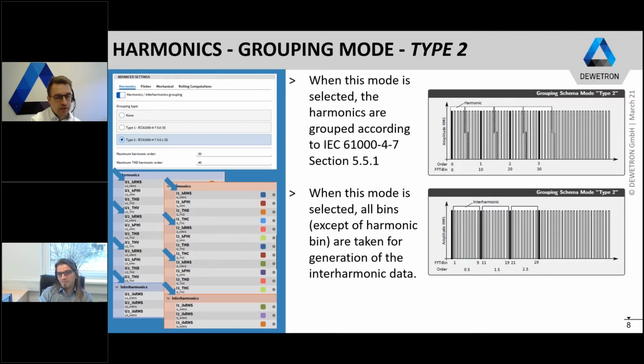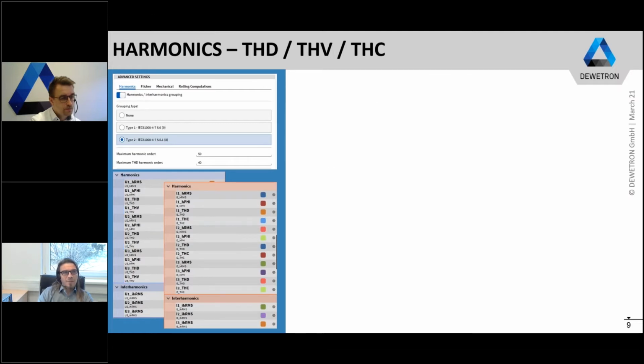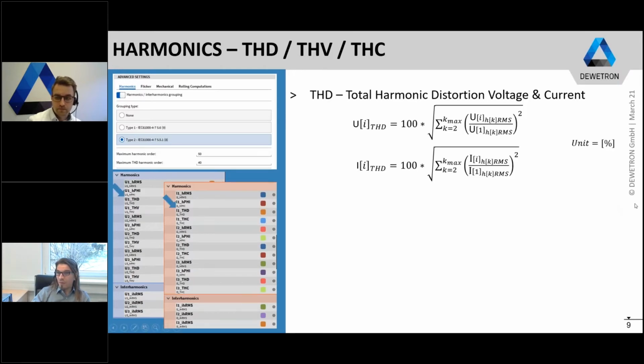Okay, and in combination with harmonics, THD and higher frequency groupings are mentioned very often as well. Can you explain these values? Yes. Let's start with the THD, THV, and the THC. THD, I think most of you know what the abbreviation means. THD is the abbreviation for the total harmonic distortion.